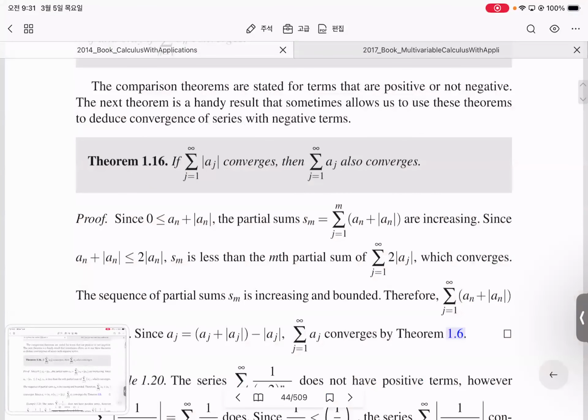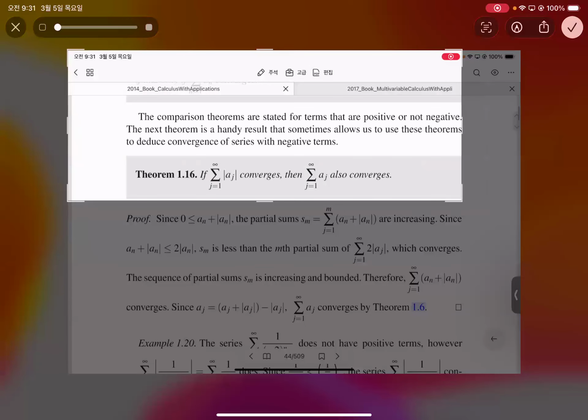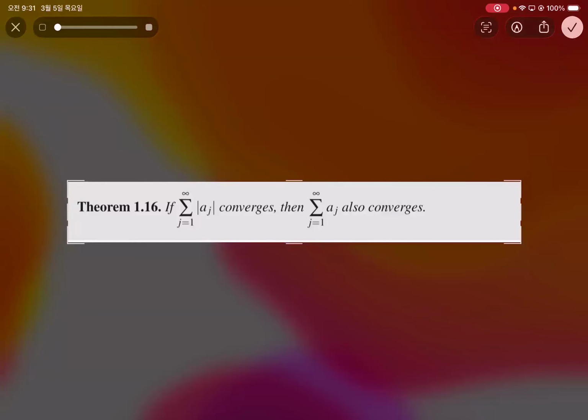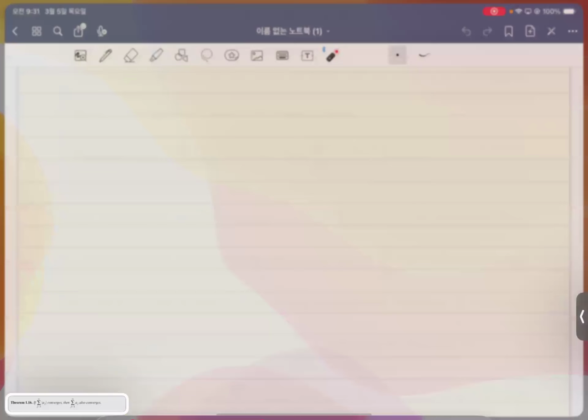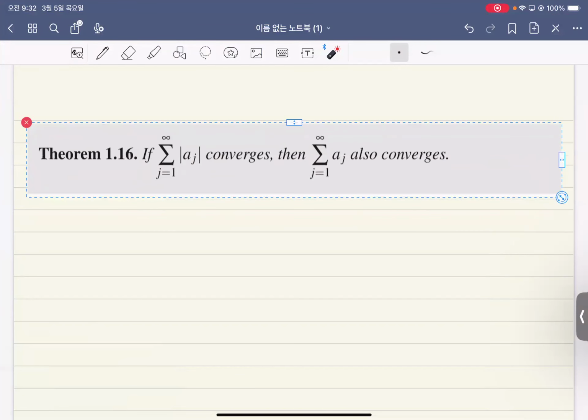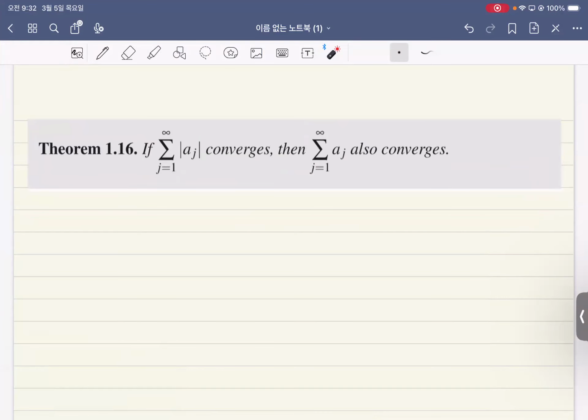The first theorem, in order to answer the question, is the first useful theorem that comes to our hand. This theorem gives us the vague idea of how to deal with a series that contains infinitely many positive and negative terms. It says like this.